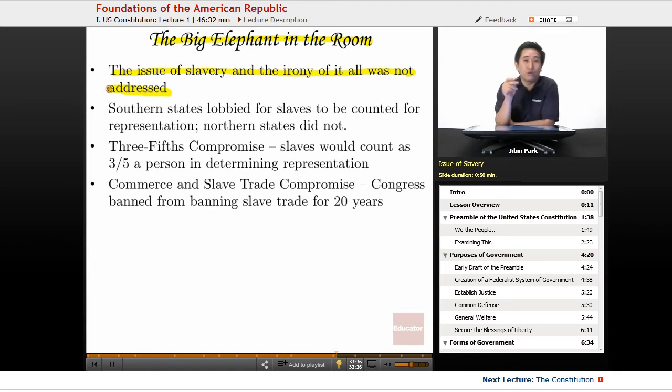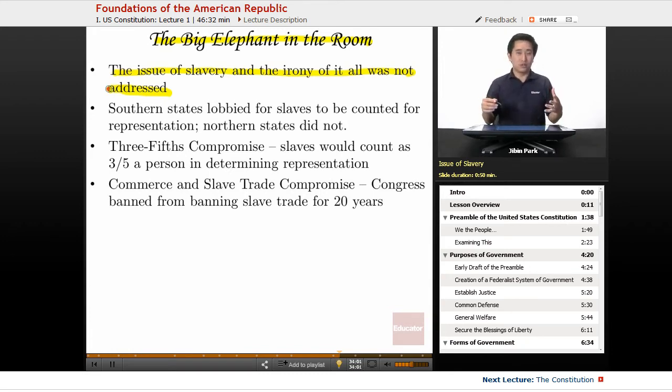Now, again, a lot of historians argue that if it was mentioned, the South would balk and leave. So if the North insisted on the South freeing slaves, there would be no United States of America. Again, in retrospect, it's easy to say a lot of different things, but that's just the reality of what was going on.